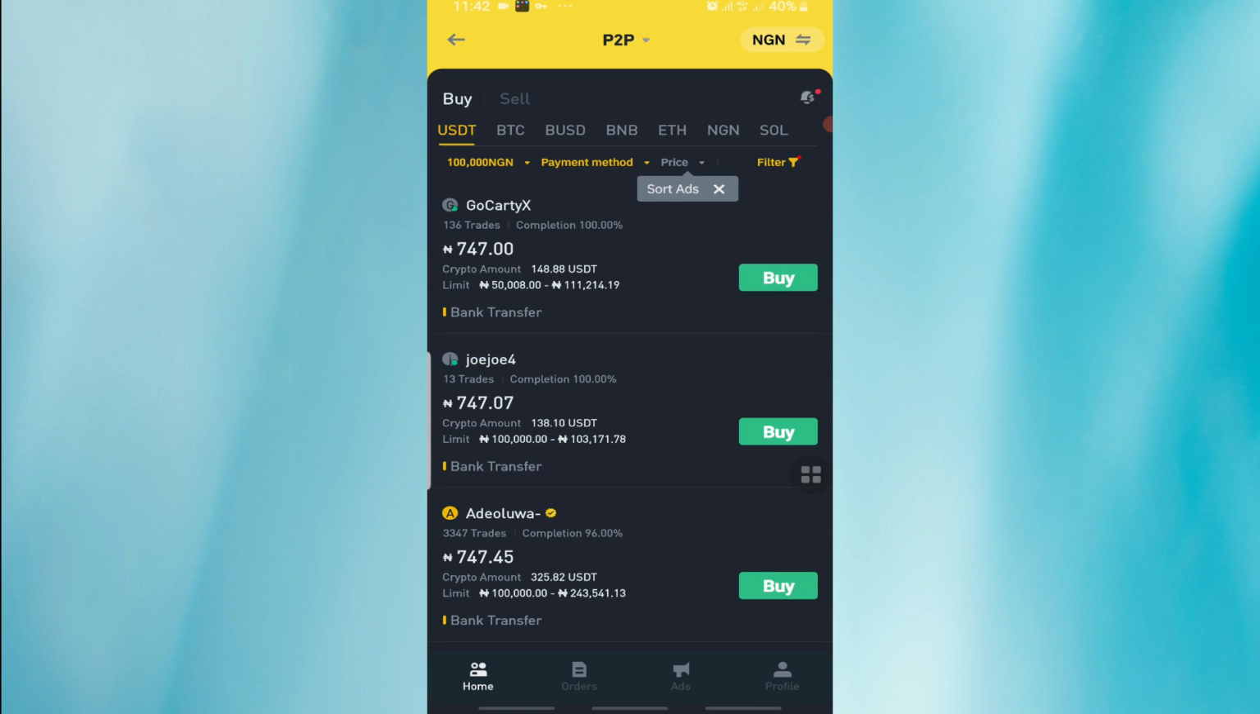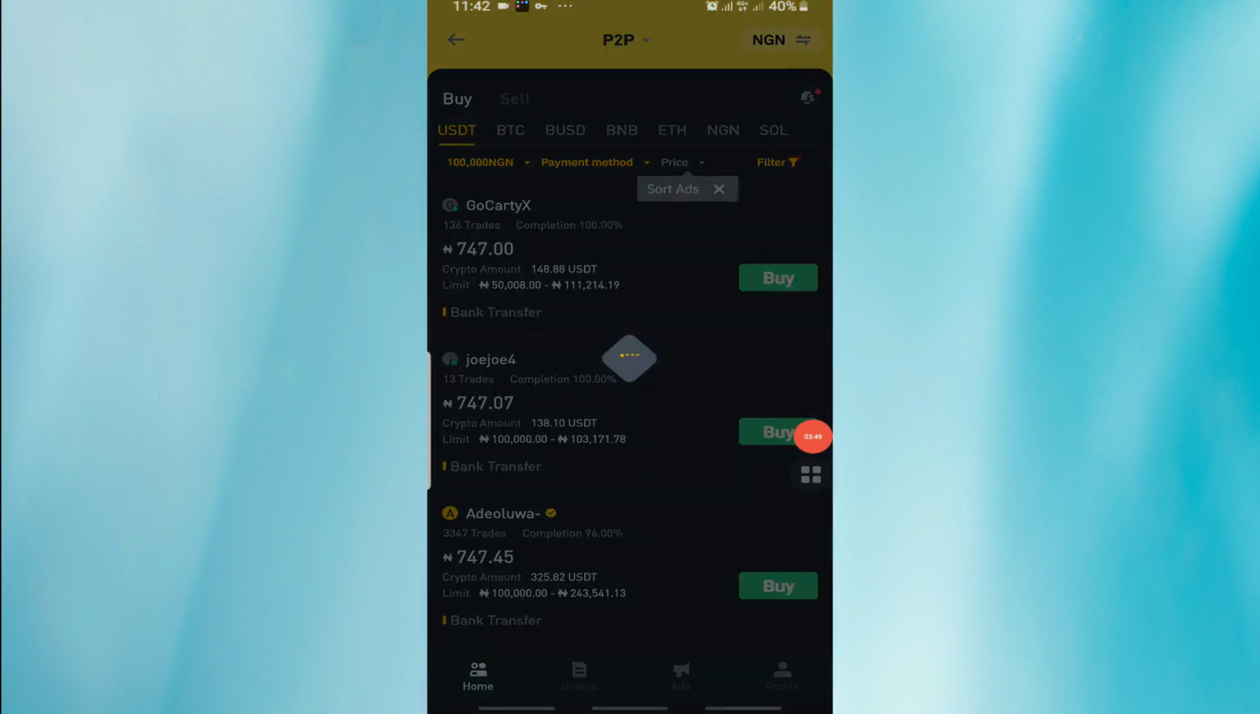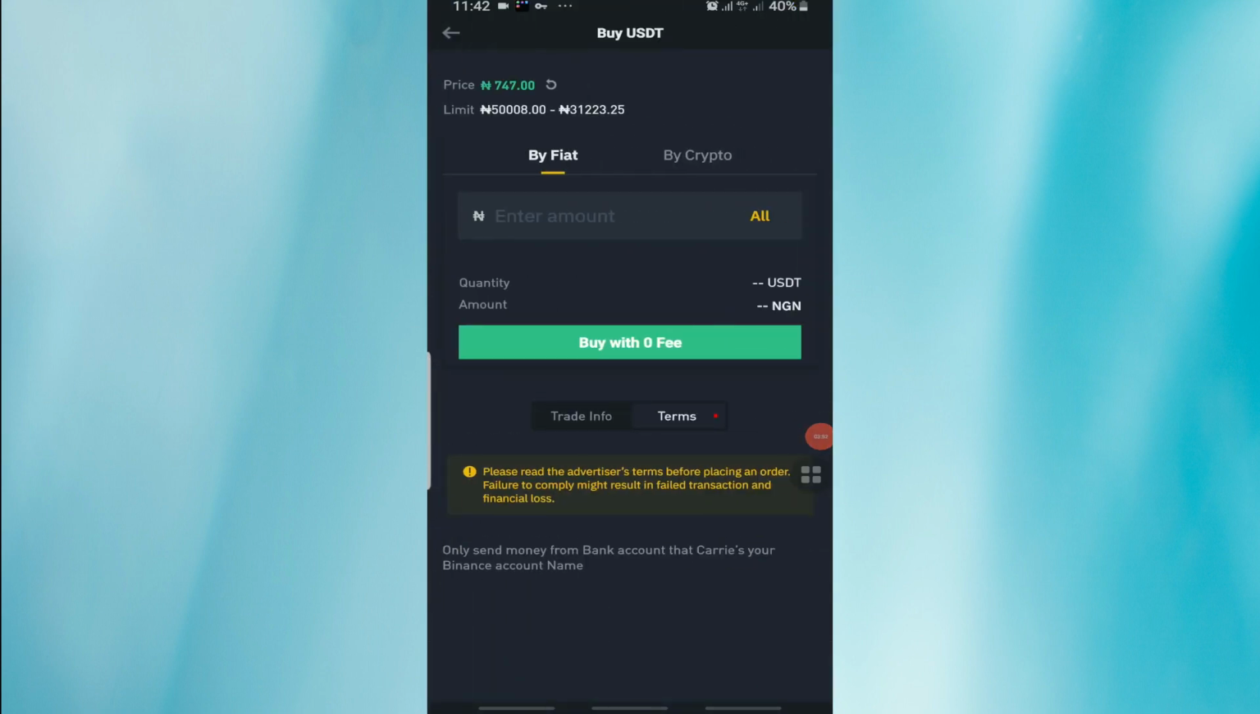So here is the completion rate. The completion rate is 100% for this person, and the number of trades he has carried out is 136 trades. For this person, 100% and 13 trades. This person 96% and 3,347 trades. I prefer to go with this person, so I'll click on buy. The next thing for us to do now is to check the person's terms and conditions.